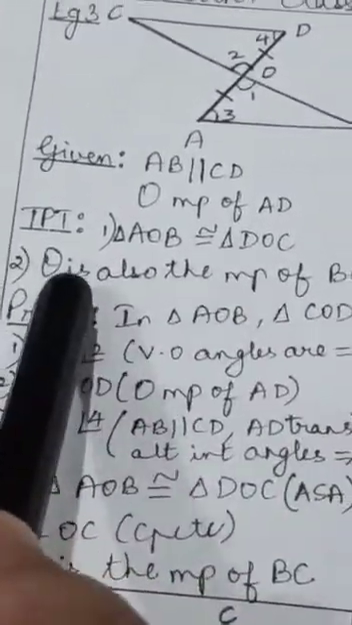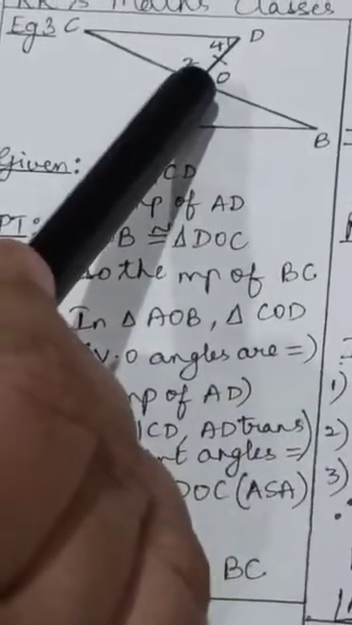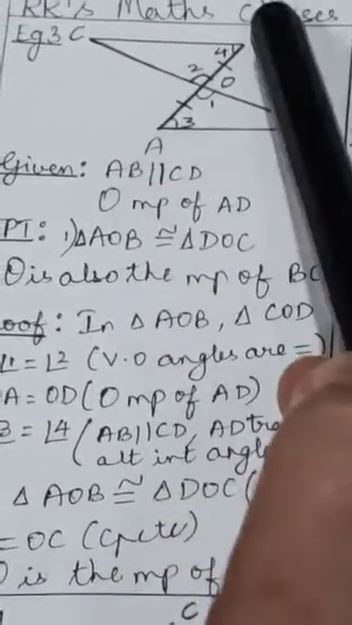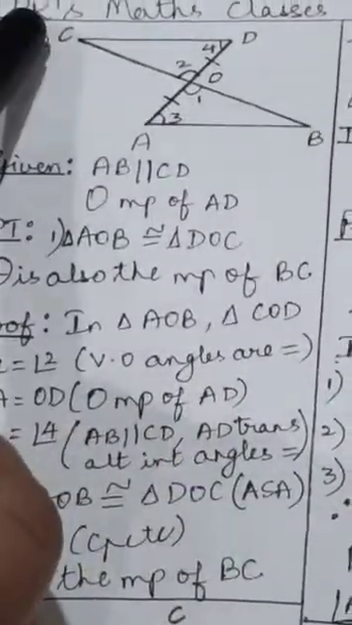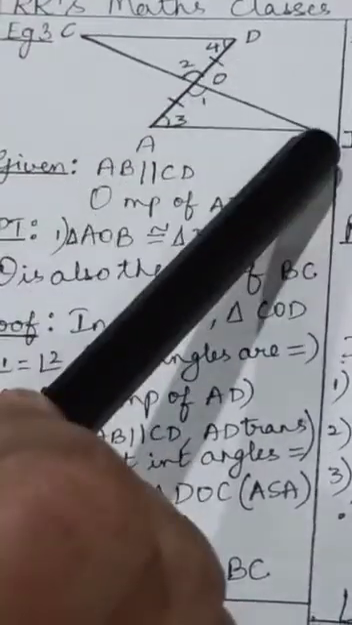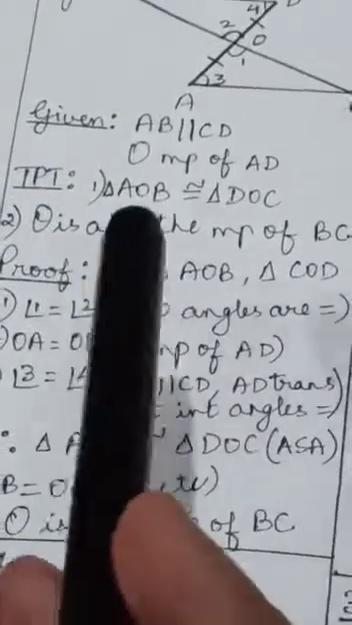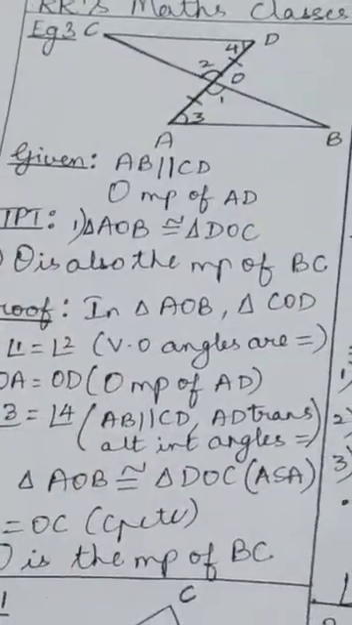And we also have to prove that O is the midpoint of BC. O, see here, O is the midpoint of BC. We only know that O is the midpoint of AD. We have to prove that O is the midpoint of BC, which means we'll have to prove that OB is equal to OC. Alright. So, to prove these results, take up the two triangles given in this figure.